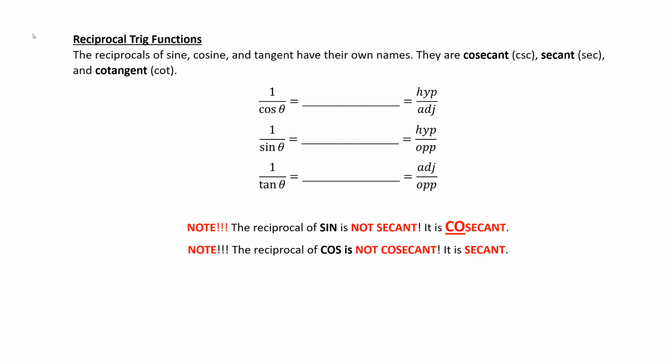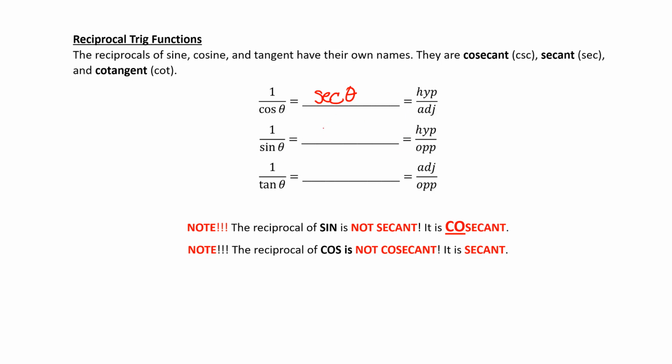So lesson 41 is only 3 slides, so I figure we can probably handle that. Reciprocal trig functions: the reciprocals of sine, cosine, and tangent have their own names. They are cosecant, secant, and cotangent. So 1/cosine theta is called secant theta. And that is equal to hypotenuse over adjacent. Cosine is adjacent over hypotenuse. Secant is hypotenuse over adjacent.